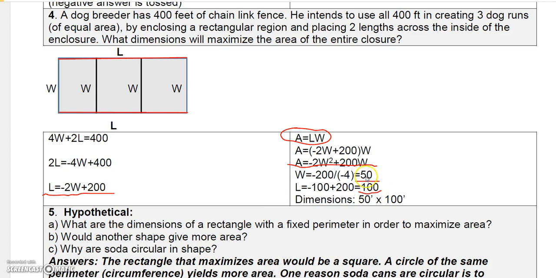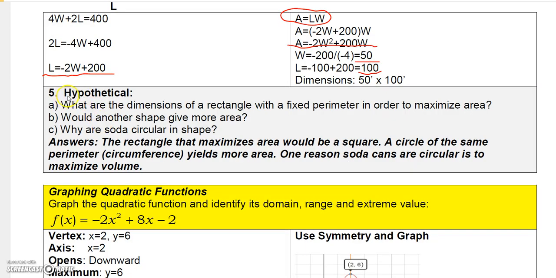So the dimensions that would maximize the area would be a width of 50 and a length of 100, and that would maximize that area. This last one's really just a hypothetical. It says, what are the dimensions of a rectangle with a fixed perimeter that would maximize area?